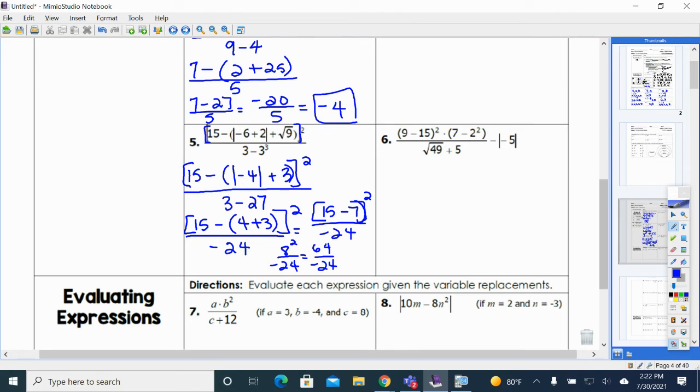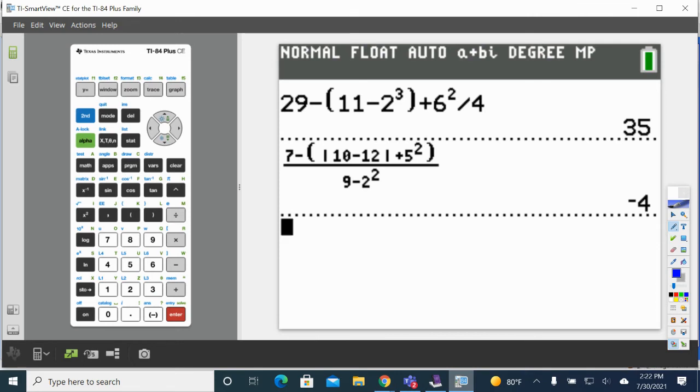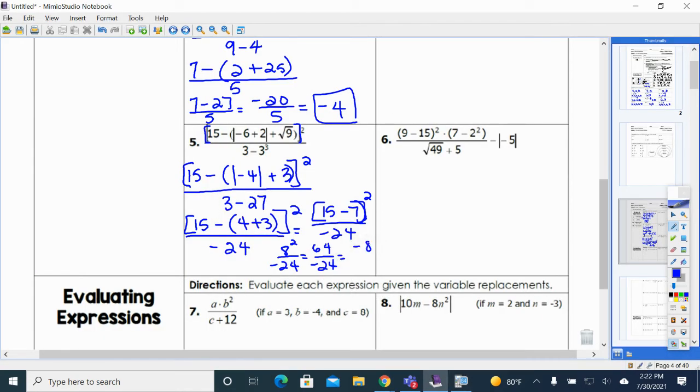Now, that does not divide evenly. And for those of you that don't like fractions, I'm going to show you a quick way to take care of this. 64, I'm going to go back to that alpha y equal, bring up that fraction, put the 64 in the top, the negative 24 in the denominator, and it's going to reduce that for me. It's negative 8/3. So negative 8/3 is my answer to example number 5. The next section is still going to be using your order of operations.